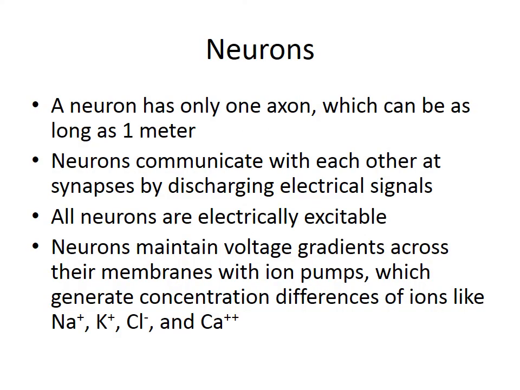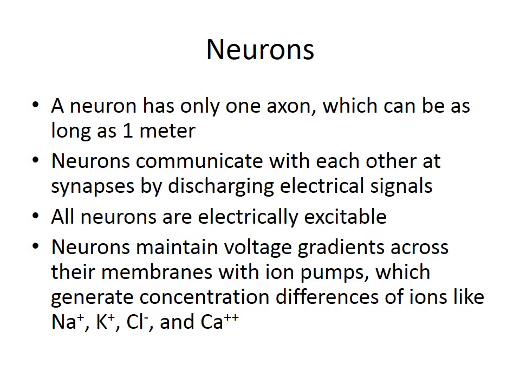A neuron has only one axon, which can be as long as 1 meter, and you might wonder, why is that? Well, remember, the neurons are part of the central nervous system or the peripheral nervous system, and you have legs. So even if the last neuron is inside your spinal cord, the foot of that neuron has to go all the way to your toes, and depending on your height, it could be a whole meter long.